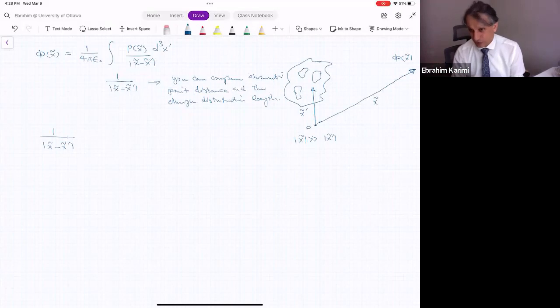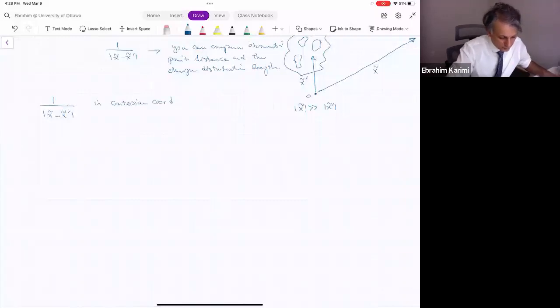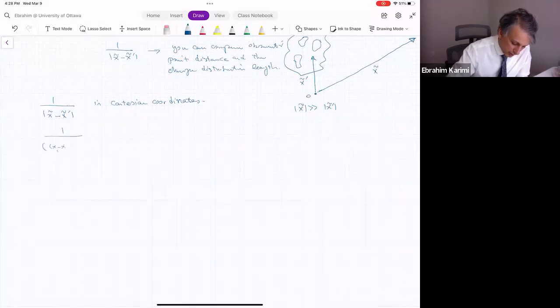Let's go with the Cartesian coordinates first, because we have not done that. Spherical coordinates are just a replacement, we can get it. So let's do it in Cartesian coordinates. So what does it mean? This expression is 1 divided by (x1 minus x prime 1) power of 2 plus (x2 minus x prime 2) power of 2 plus (x3 minus x prime 3) power of 2, all to the power of 1 half.